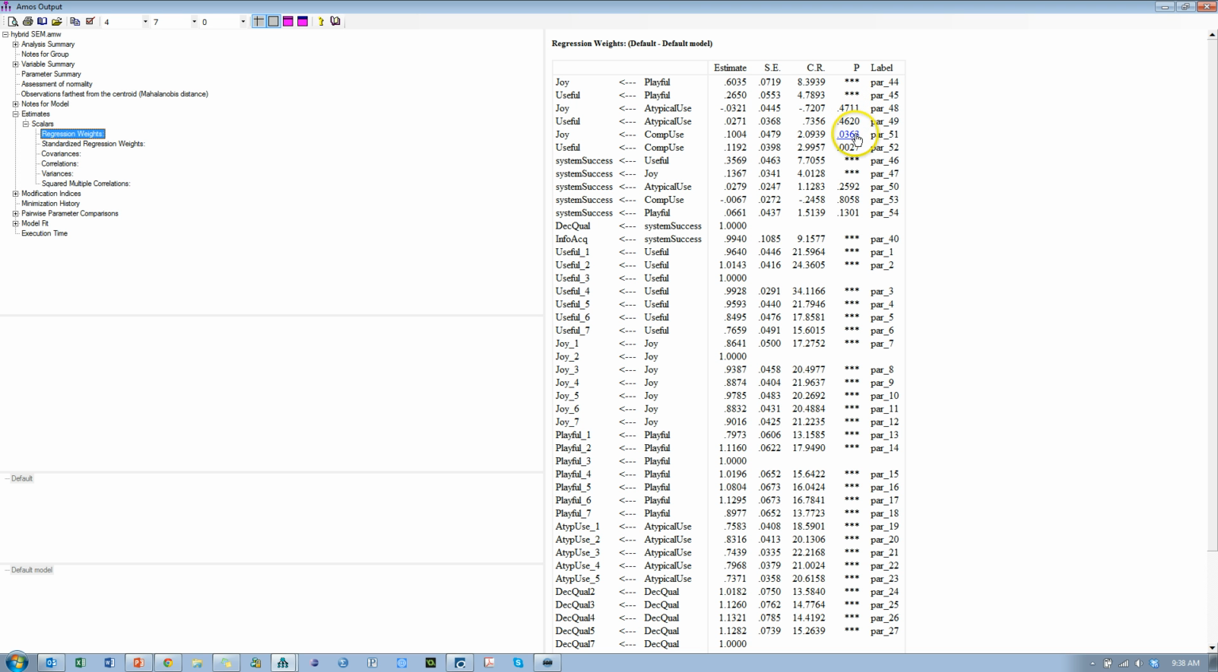Awesome. Comp use, yes, significant at the 0.05 level. Yes, comp use. Useful, joy, yes. Atypical use, again, no effect. Comp use on system success, nothing. So now these might be fully mediated. We just have to test without the mediator first.